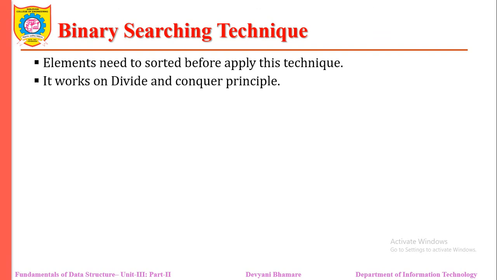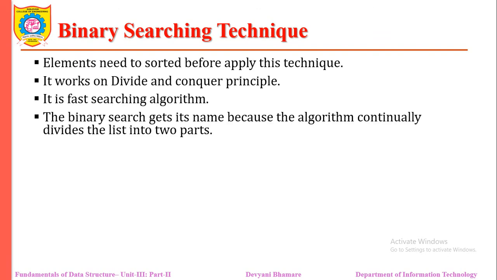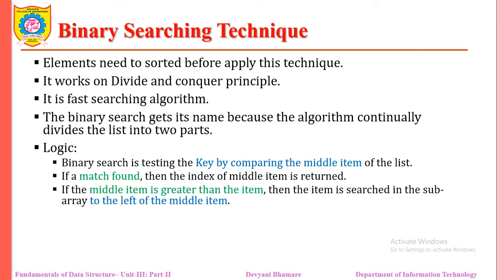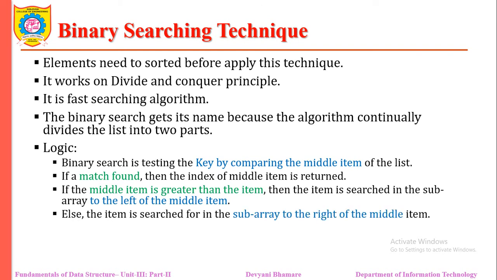We have seen that binary search is the fastest searching technique. It works on the divide and conquer principle. To implement binary search, the elements must be sorted. Then we need to compute the middle item in the list.